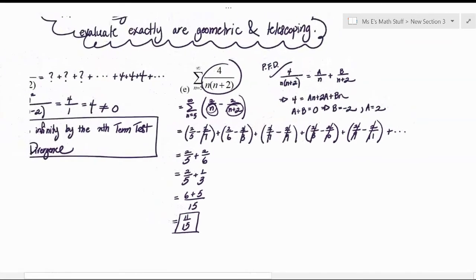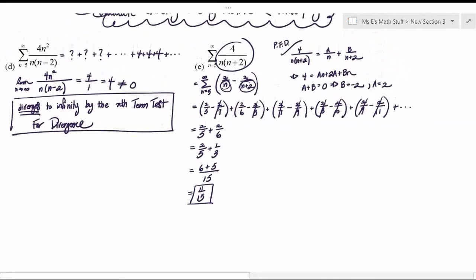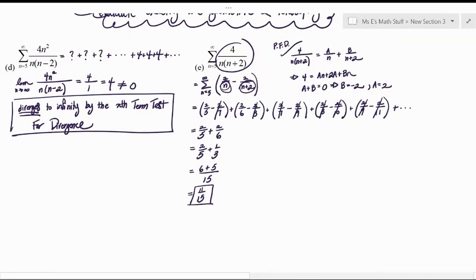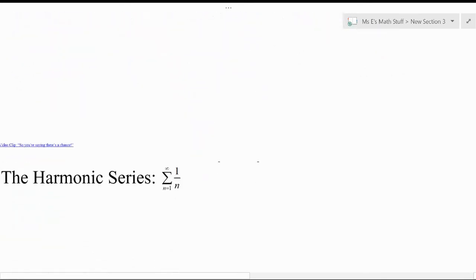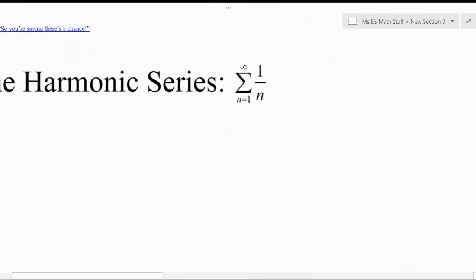Okay, so at this point, I hope you feel comfortable knowing when a series converges or diverges if it's geometric. You know how to evaluate it if it's geometric. You can tell kind of by the look of a series if there's a potential for it to be telescoping, even if it needs some partial fraction decomposition help. And you can tell when to use the nth term test for divergence and how to not use that one as well.